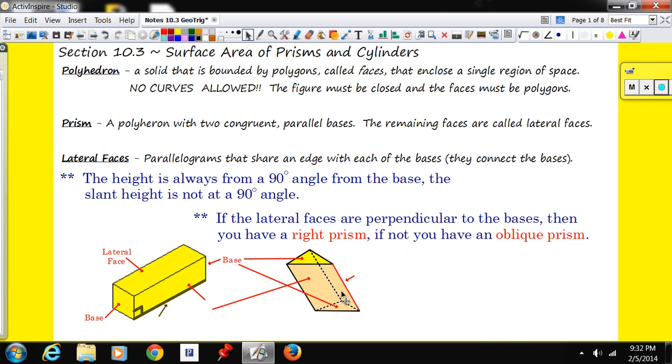So a triangle parallel to a triangle, and they're both congruent, would be bases. This down here, these would be lateral faces. This face right here and this face right here would be lateral. This one right here we would call the height because it's at a 90-degree angle. This over here would be called the slant height because it's not at a 90-degree angle. That'd be our slant height. And you can pause the video if you need to.